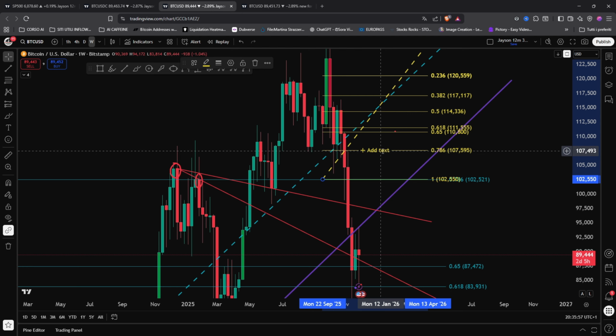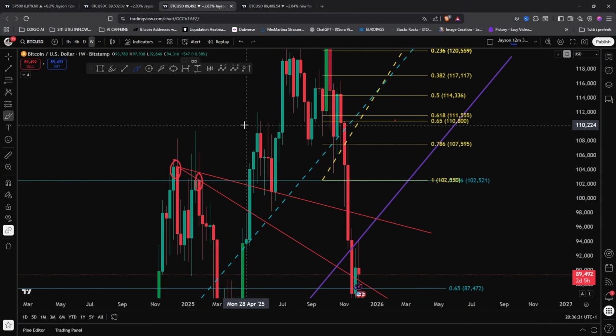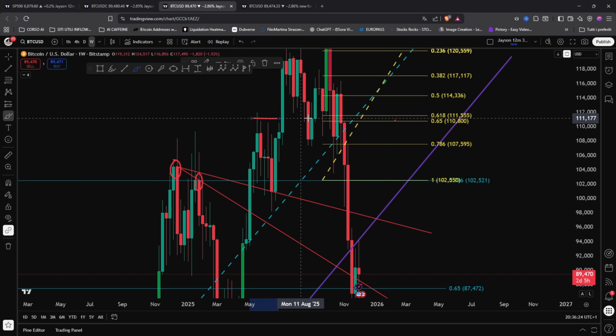I have the first resistance again at 107, 108. The second one, I have a small golden pocket here around 110 and 111. Why? Look at that. It's exactly on this top here. Look, at this level. So this is the strongest level that we have to break.